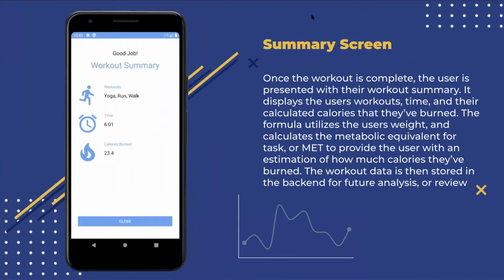Once the workout is complete, the user is presented with their workout summary. It displays the user's workout time and their calculated calories that they've burnt. The formula utilizes the user's weight and calculates the metabolic equivalent for a task, or the MET, to provide the user with an estimation of how much calories they burnt. The workout data is then stored in the backend for future analysis or review.